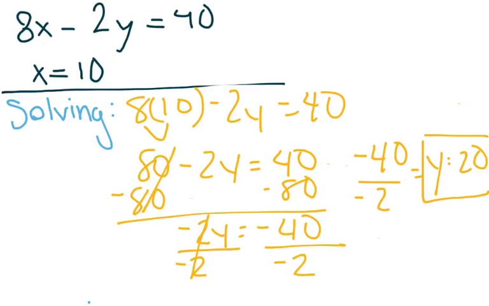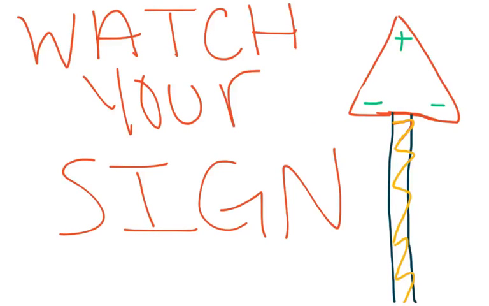So it equals positive 20 because negative 40 divided by negative 2 equals positive. And don't forget to watch your sign.